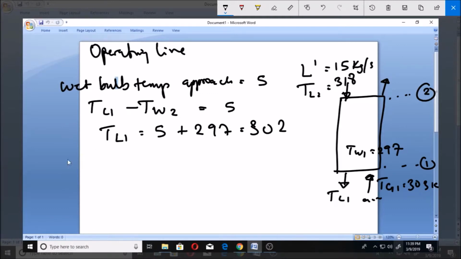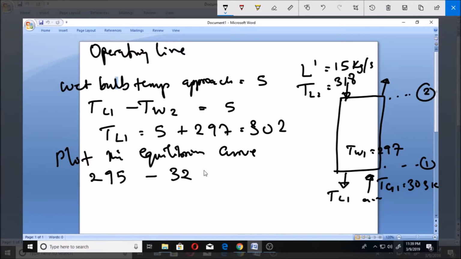From here we can now plot the equilibrium curve, considering the saturated enthalpy curve from 295 to 325. We take this region because it covers the operating condition temperature of 318 to 297. So with that, we can plot the equilibrium curve.